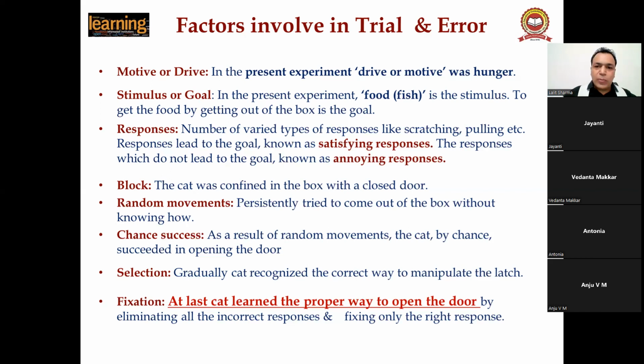Chance success. As a result of random movements, the cat by chance succeeded in opening the door. Chance success: give any assignment. Do you know that when I started the class, I asked you what is the full form of TEACHER? Nobody told, then I left it. T stands for tolerance, E for encouraging, A for adorable, C for character, again E for encouraging, and last R stands for responsible.